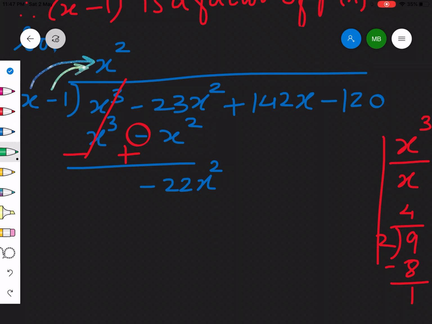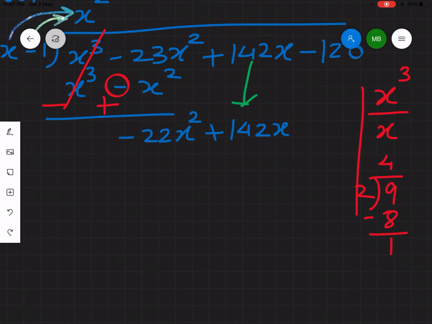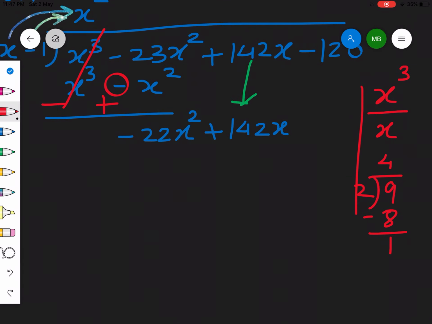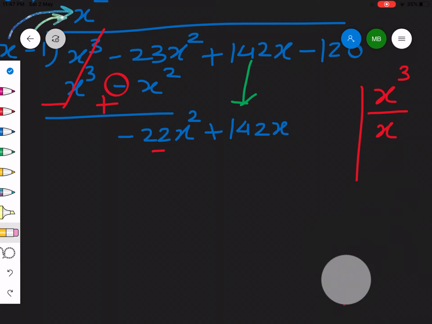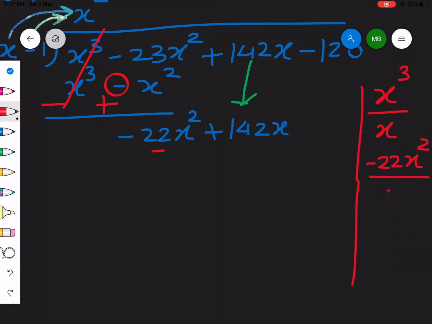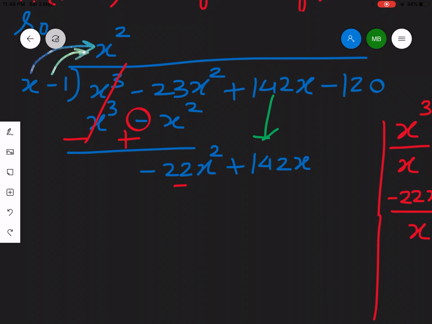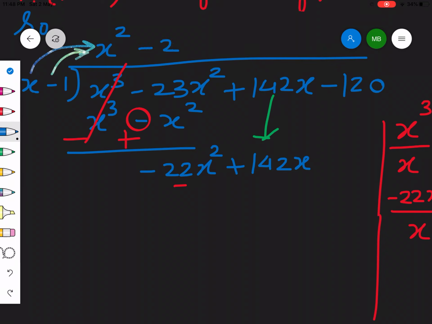This 142 comes down here, and plus 142 times x. What to do next is the same procedure again that we did here: you have to divide the first term. Here it is minus 22 x squared, so you will divide the first term, which is minus 22 times x squared, by the first term in your divisor, which is x. What will you get? You will get minus 22 times x.